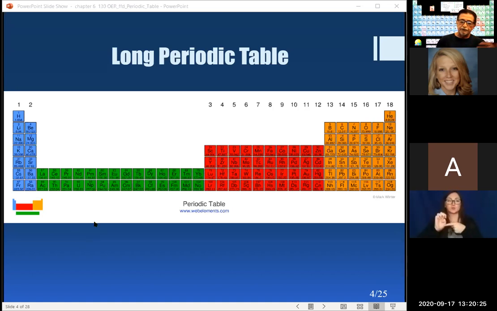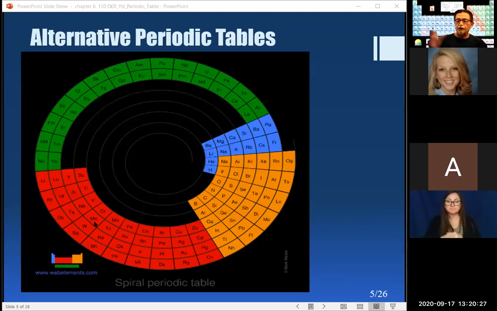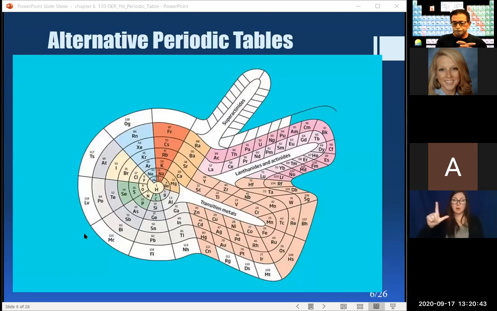In the meantime, there's been 50 plus different periodic tables that have gone around. Here's another example of an alternative periodic table. It has some pros and cons about it. So this is the spiral periodic table. And even here's another one. This one's not bad because it predicts up in the white area called superactinides.